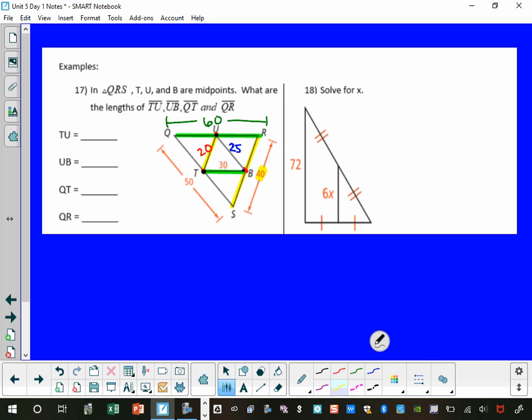So now I filled out each side of my triangle for the long sides and each side for my short sides. Now I can fill this out. What is TU? 20. TU is 20. What about UV? 25. What about QT? Oh, we didn't do QT.